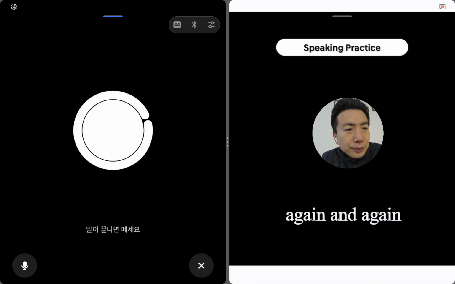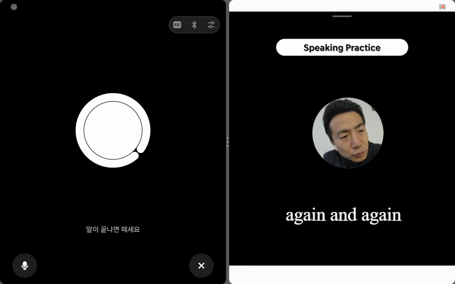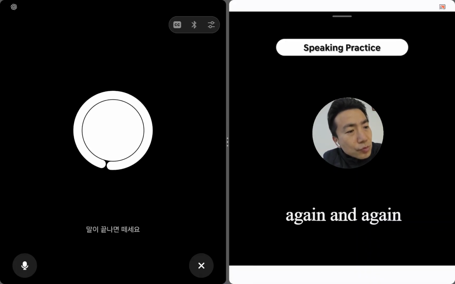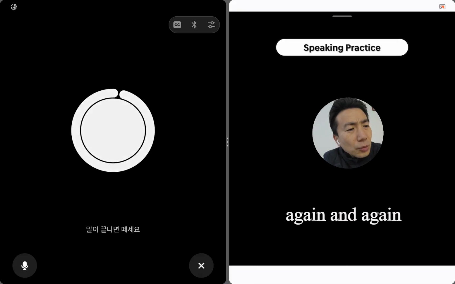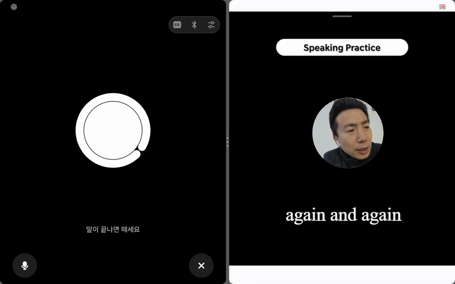Let me take a second. What kind of keywords do you think should appear on that page?